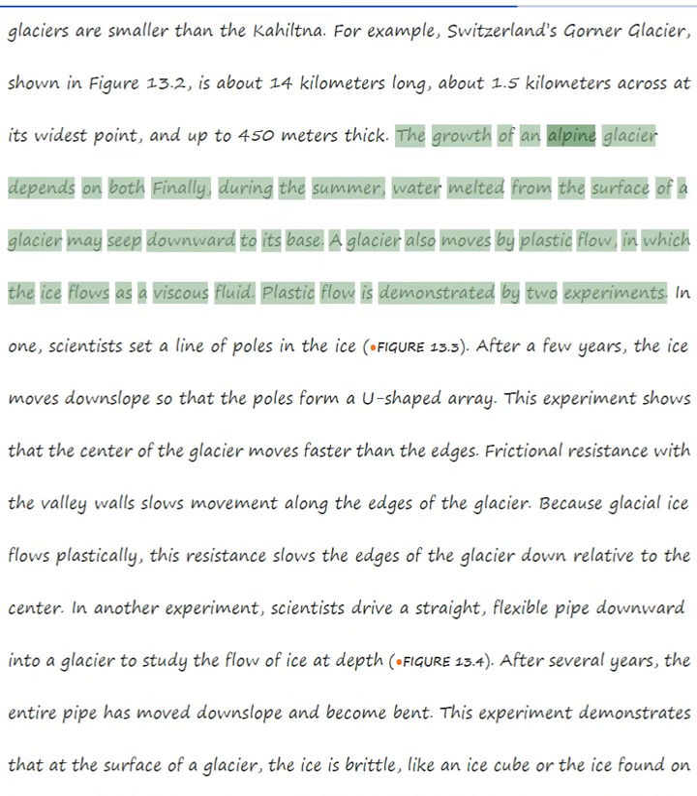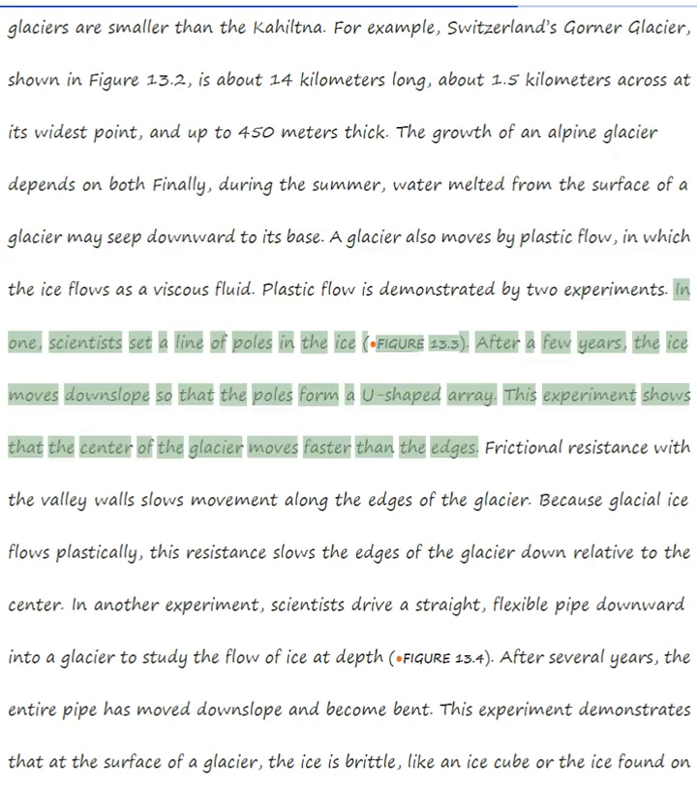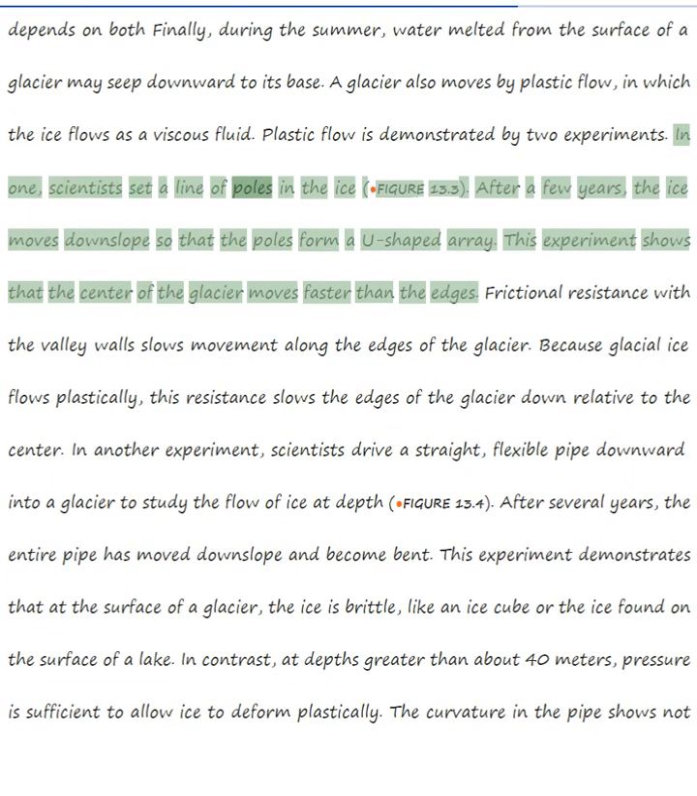The growth of an alpine glacier depends on both. Finally, during the summer, water melted from the surface of a glacier may seep downward to its base. A glacier also moves by plastic flow, in which the ice flows as a viscous fluid. Plastic flow is demonstrated by two experiments. In one, scientists set a line of poles in the ice. After a few years, the ice moves downslope so that the poles form a U-shaped array.